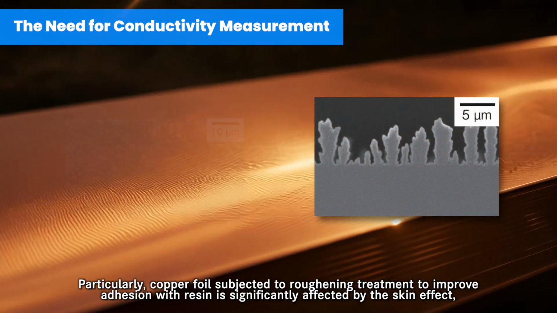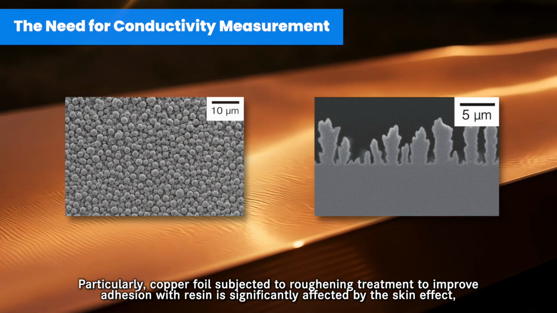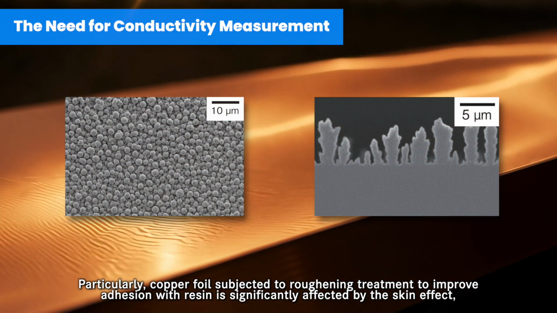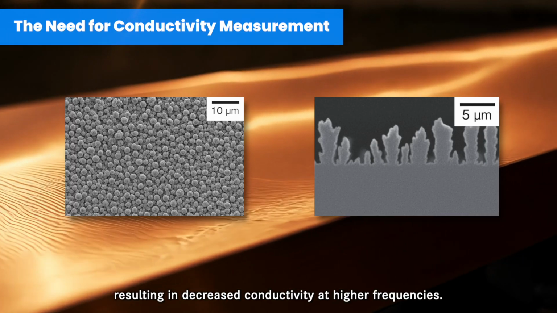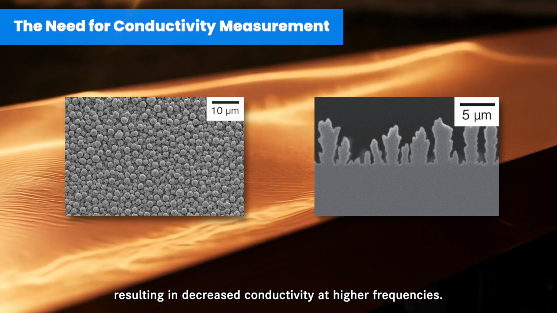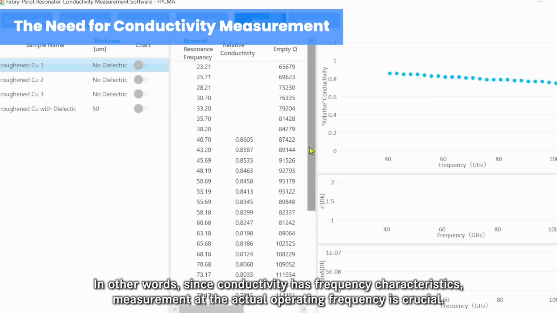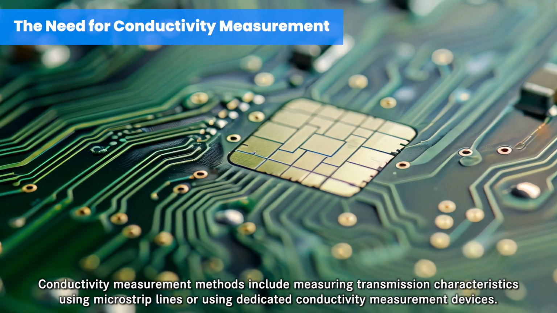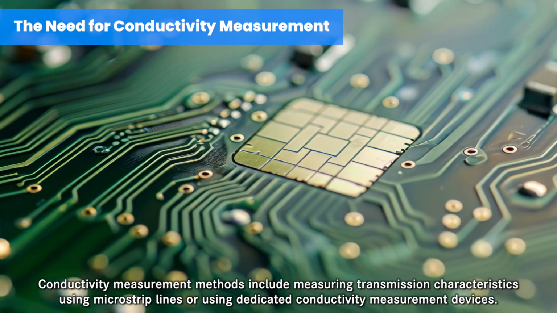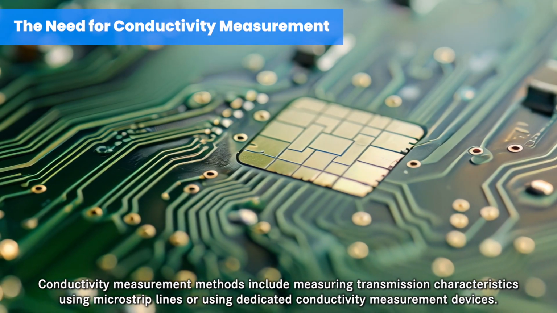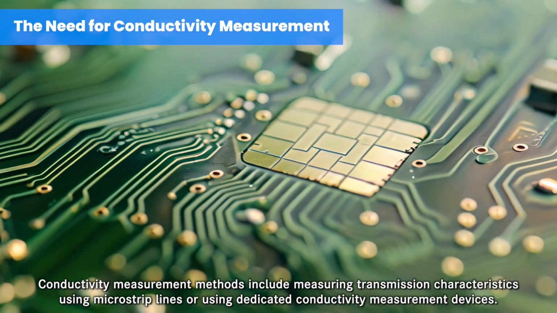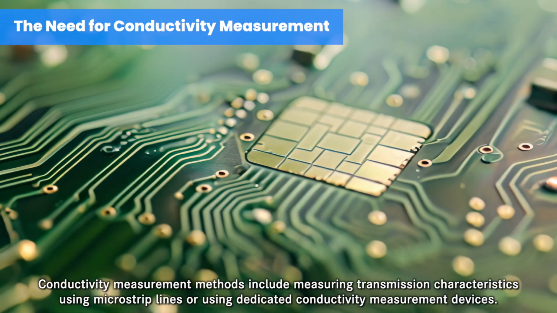Particularly, copper foil subjected to roughening treatment to improve adhesion with resin is significantly affected by the skin effect, resulting in decreased conductivity at higher frequencies. In other words, since conductivity has frequency characteristics, measurement at the actual operating frequency is crucial. Conductivity measurement methods include measuring transmission characteristics using microstrip lines or using dedicated conductivity measurement devices.